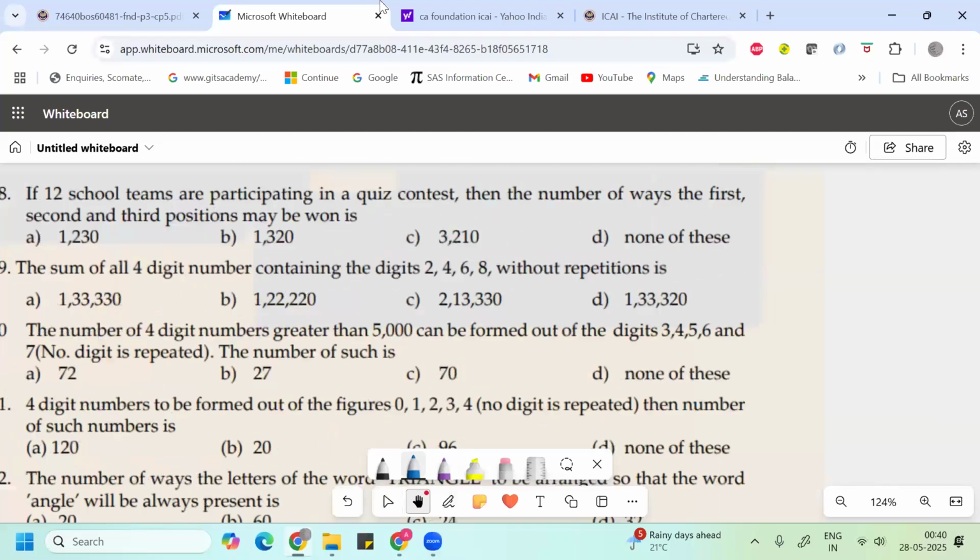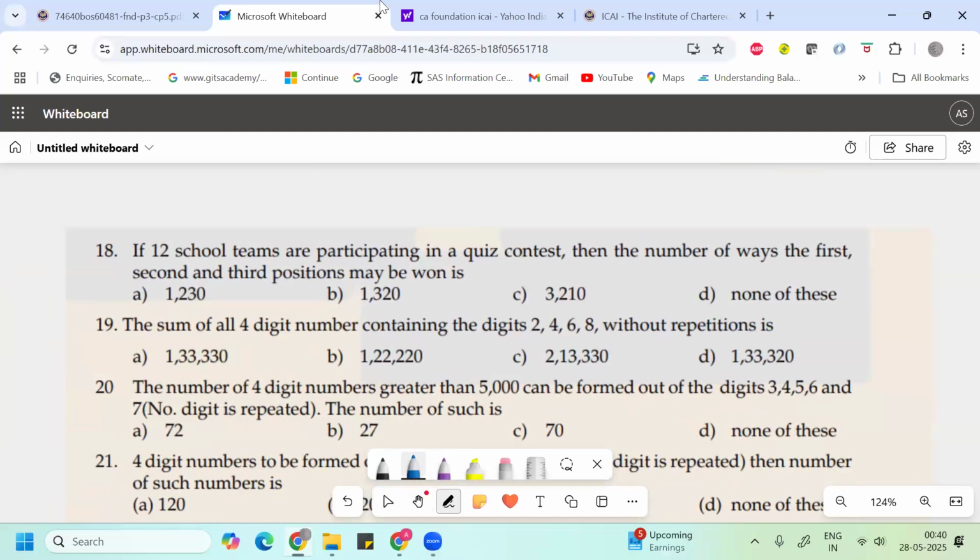So talking about question number 18, 12 school teams are participating in a quiz contest. Number of ways in which first... So you can give first position to any of the 12 students, but whoever got first cannot get second, and whoever got second cannot get third. So this is basically 12P3. The answer for this is 1320. The answer is option B.